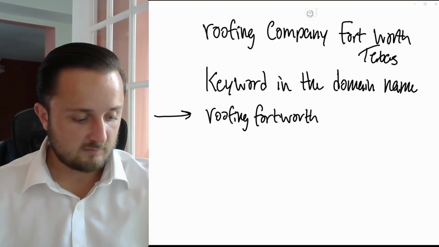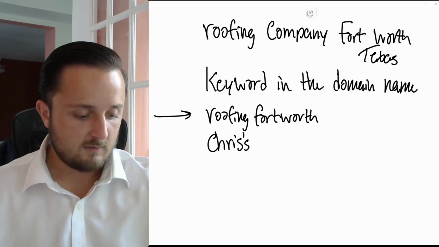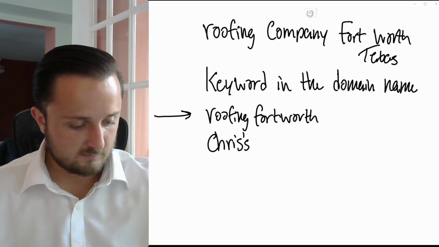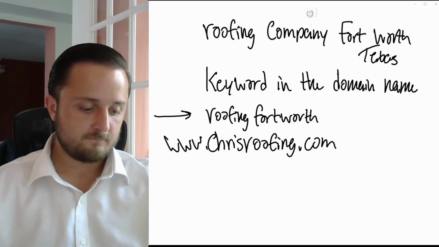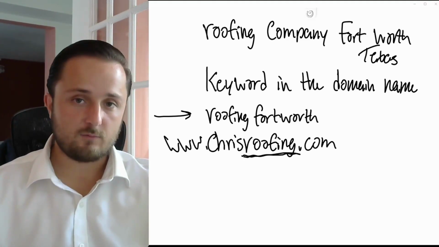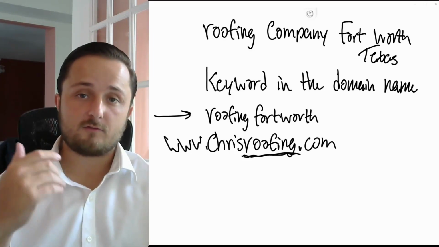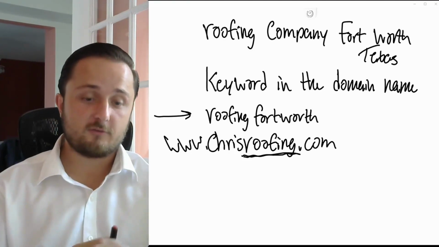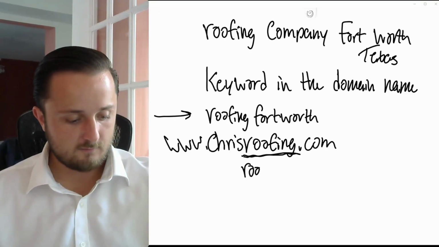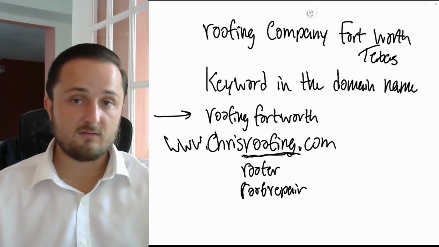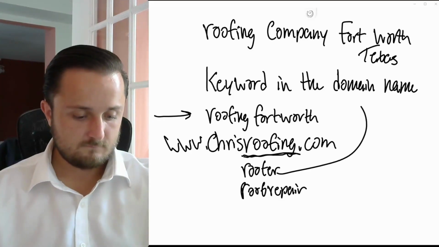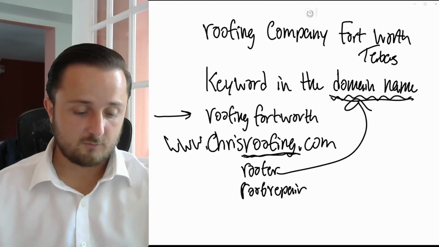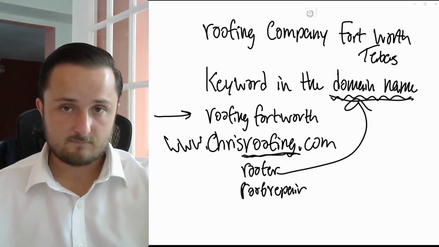Or, as an example, since we named my Google Business Profile Chris's Roofing, we could do chrisroofing.com. We just want a keyword relational to the service or the company. We're a roofing company, so we want roofing, roofer, maybe roof repair in the domain name. So whenever you go to register that domain, get a keyword in there.